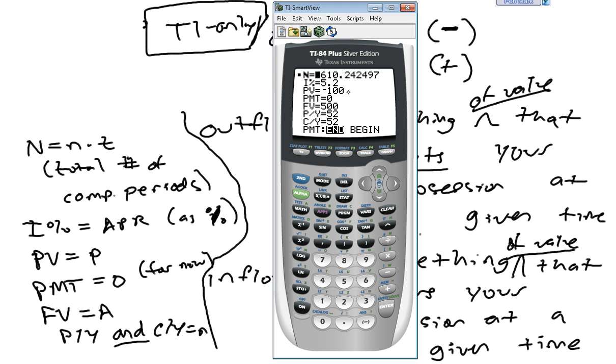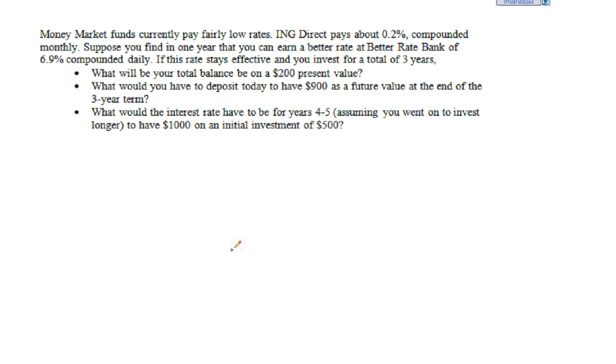Let's do an example. In this problem, we have a money market fund currently, and we're told that money market funds currently pay fairly low rates. A money market fund is basically an account where it's split up among different types of investments, but it typically has a higher interest rate than a lot of savings and checkings. But on the flip side, you also can't do as much with money market accounts. You can't as easily deposit, withdraw. It takes a little bit more effort. So there's sort of a trade-off.